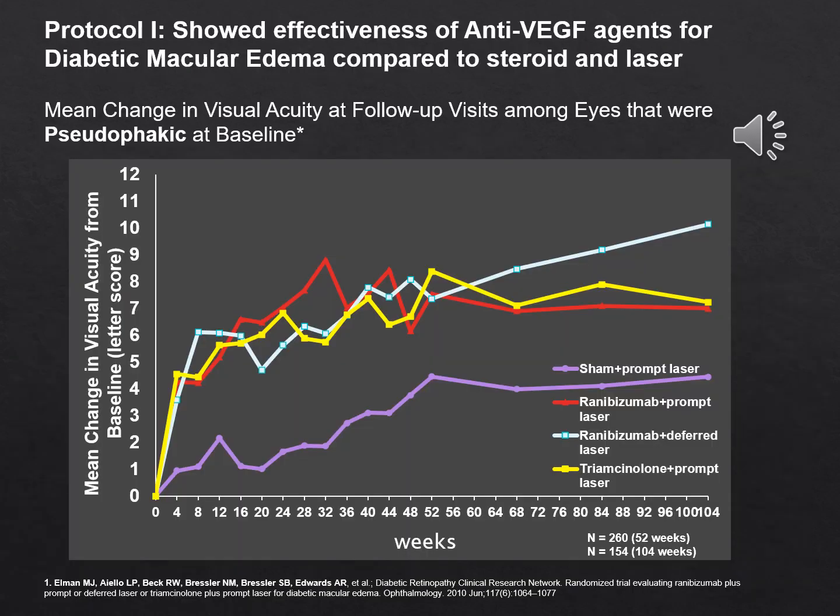This graph shows the results of the Protocol I study, which was the first study to show the superior effectiveness of anti-VEGF agents, i.e. ranibizumab, for the treatment of diabetic macular edema compared to steroid treatment and laser treatment. You can see the superior effect and improvement of visual acuity with the ranibizumab group. All these patients were pseudophakic at baseline.